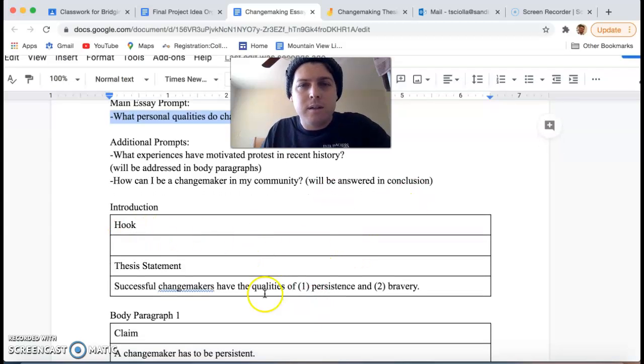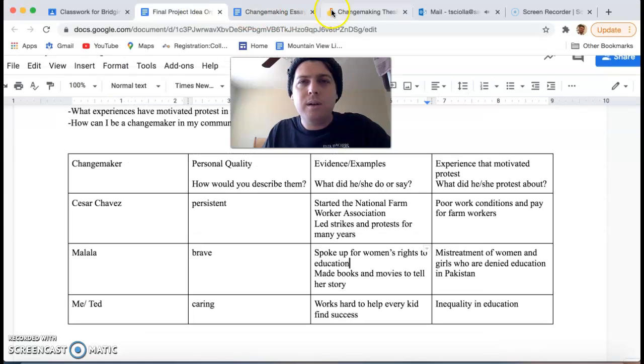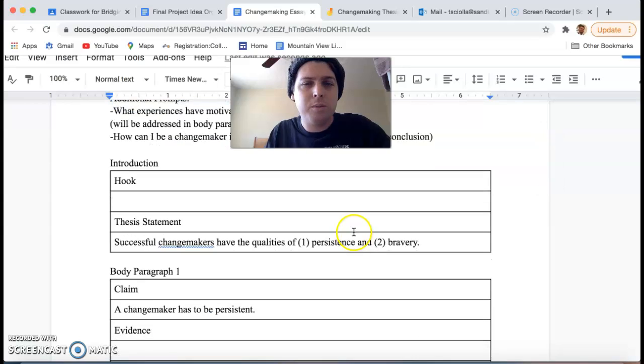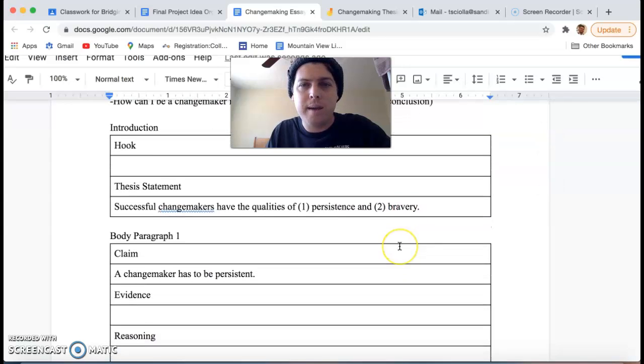So finish the idea organizer. You're moving on to the outline. Myself and your instructional assistants will be around to help you with this step.